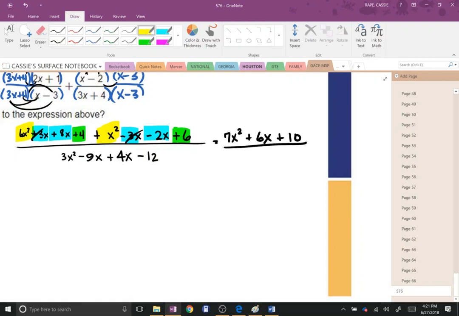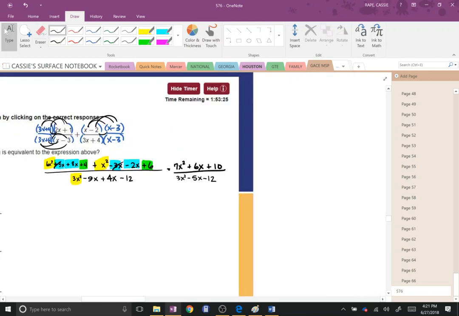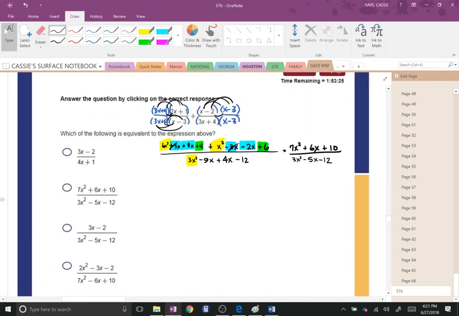which now is over, I'm going to collect like terms in the denominator now, which is over 3x squared minus 5x minus 12. In doing all this, you've sort of unfolded a map. It is possible that these could refactor and cancel, but I'm going to look and see if I see that. Okay, yeah, B is the answer.